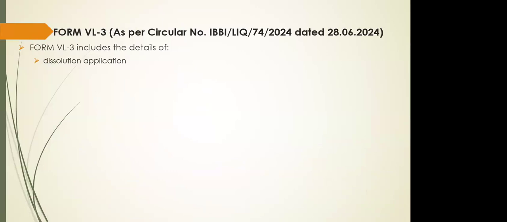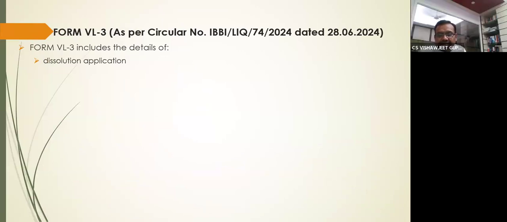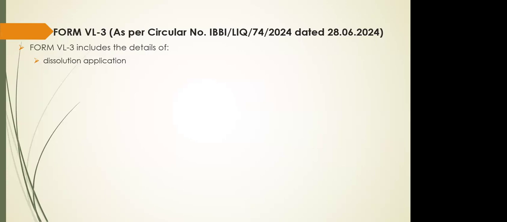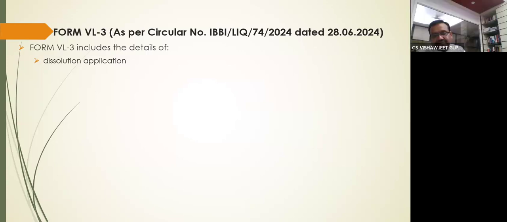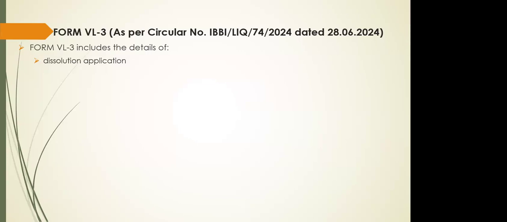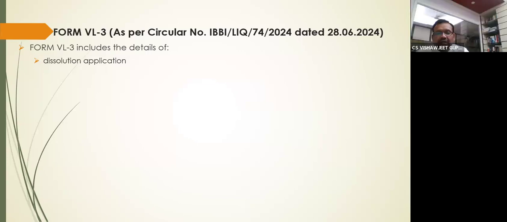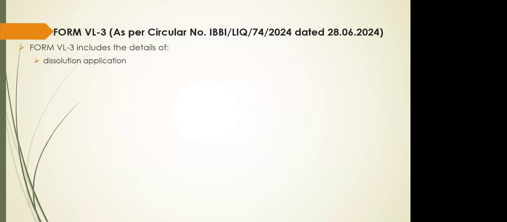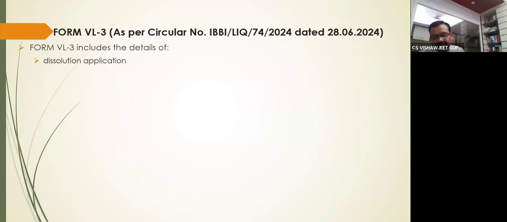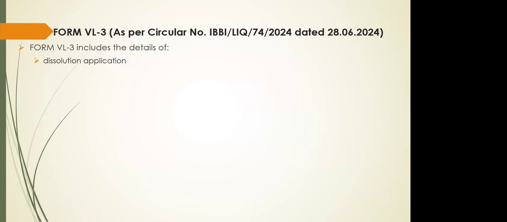It is required to be filed when you will conduct the meeting of the stakeholders, or in case of replacement of the liquidator. In these two cases, you will have to file Form VL2. Otherwise, you need not file Form VL2. Because if you have completed the liquidation process within 270 days or within 90 days, as the case may be, then your Form VL2 is not required to be filed.